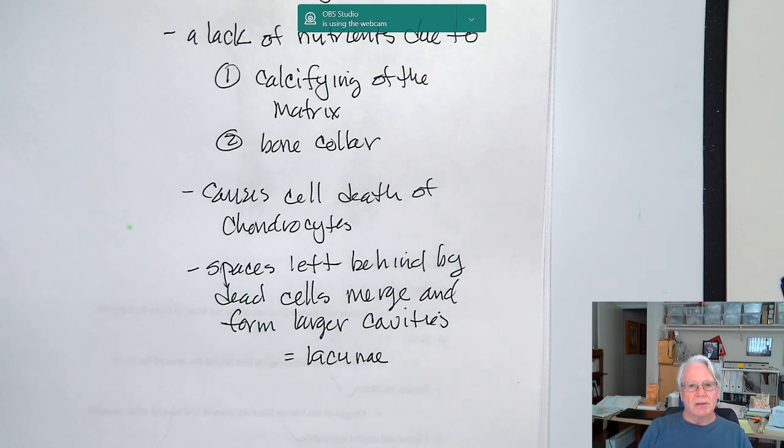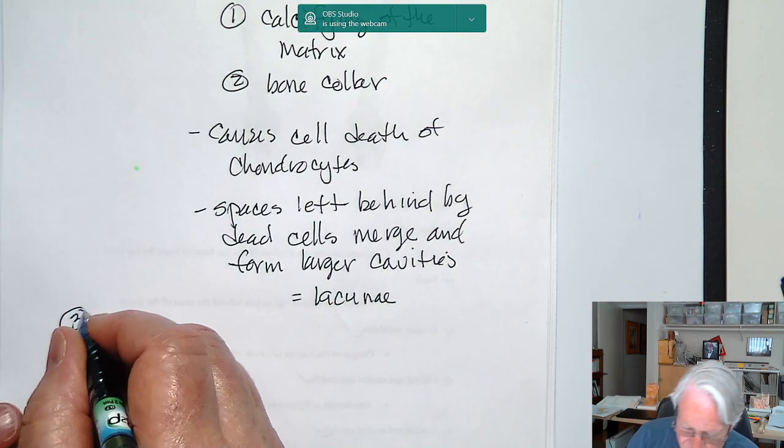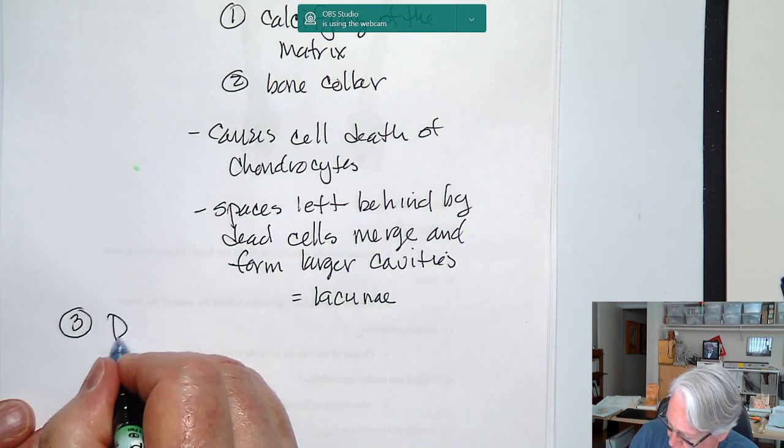Now we've set the stage. We've got a growing model. We have cell death starting to take place in the center of that model. We have hardening and calcification of the matrix within the center of that model. And that cell death is leaving behind large spaces. So the next step is number 3 here, and that would be the development of what is called the primary ossification center.